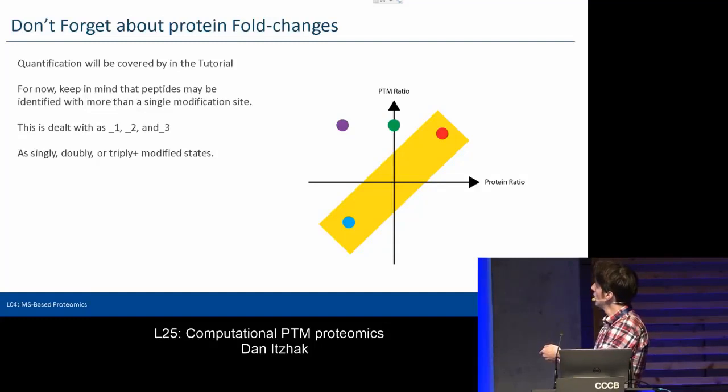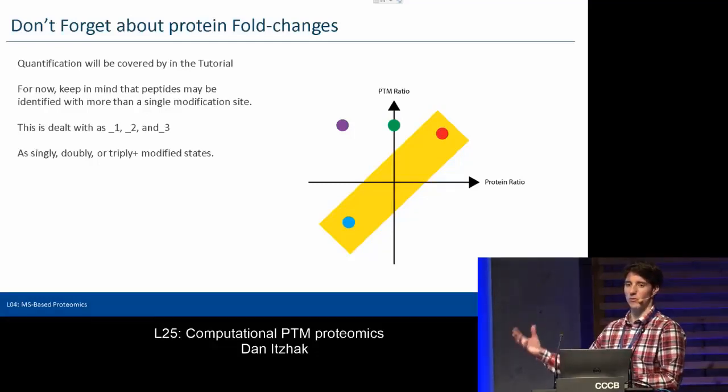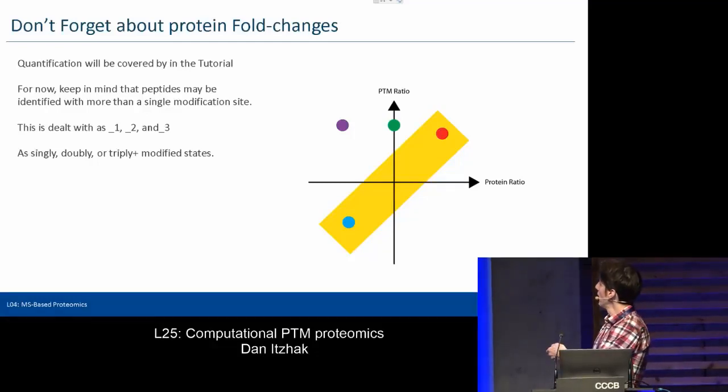This purple dot, for example, has an increased post-translational modification ratio, but a decreased protein. So how does that happen? Well, this could be ubiquitin, for example. Your protein has been ubiquitinated to target it for degradation, and some of the protein has been degraded, but the remainder is still sitting around waiting to be degraded. And this one is, for example, a protein which has not changed in abundance, but has become heavily phosphorylated.